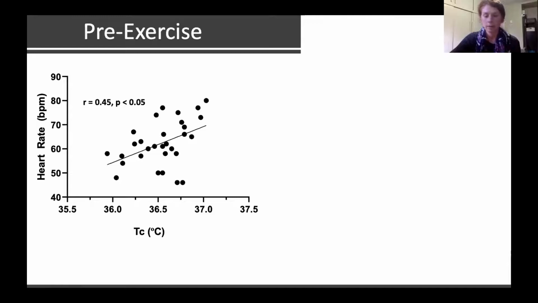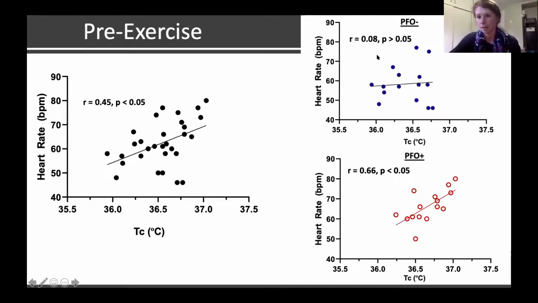What happens when we divide them out into PFO positive and PFO negative? Looking at this top panel, this is our PFO negative data. You can see there's absolutely no relationship between these two variables at rest. This line's pretty much flat. But if we look at our PFO positive data, they have a significant positive relationship. So the cooler people had the lower heart rates, and those who were a little warmer had higher heart rates. So we have our pre-exercise data.